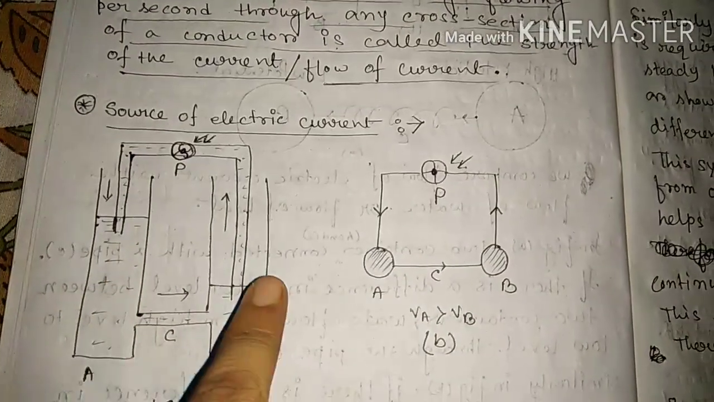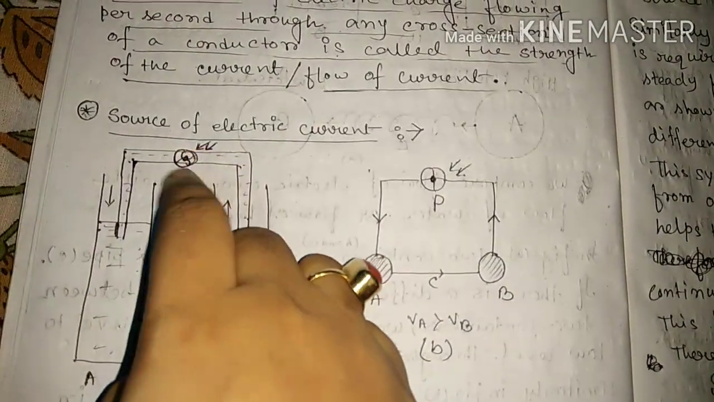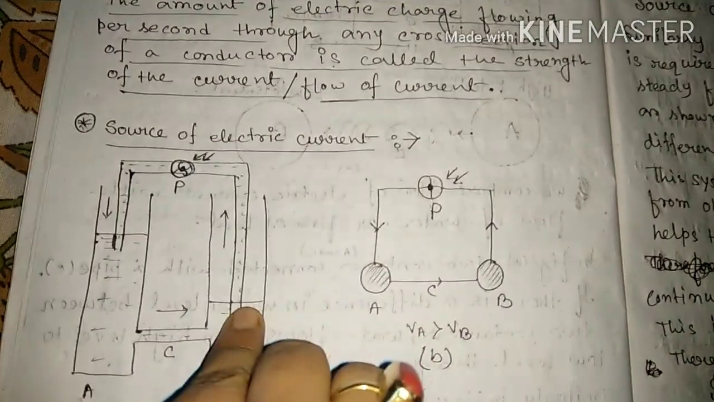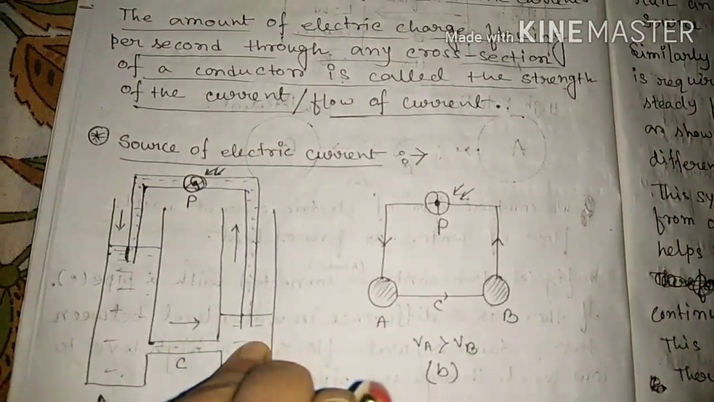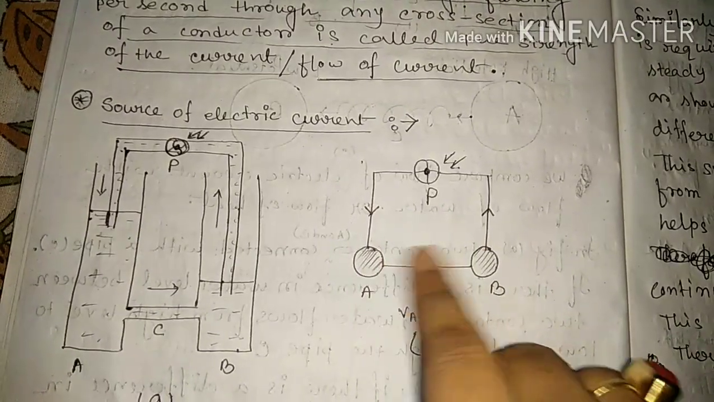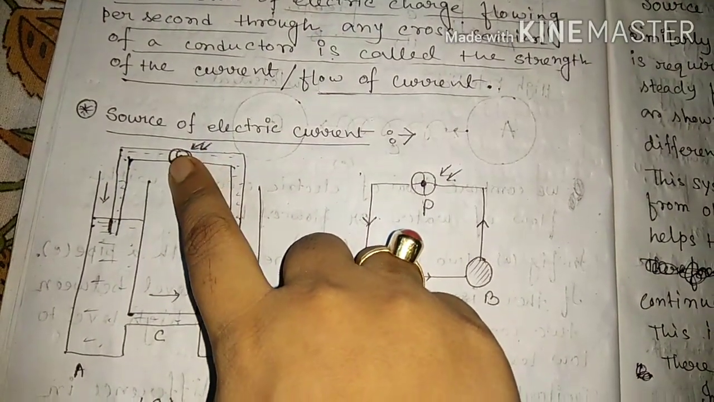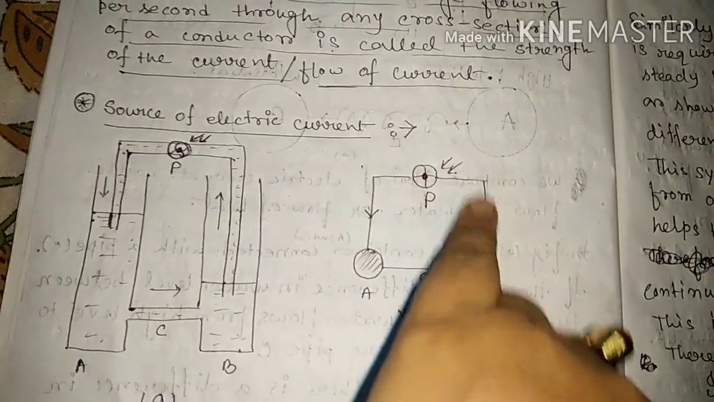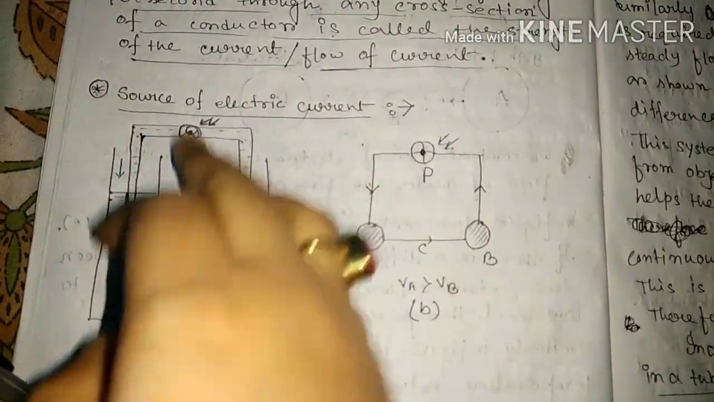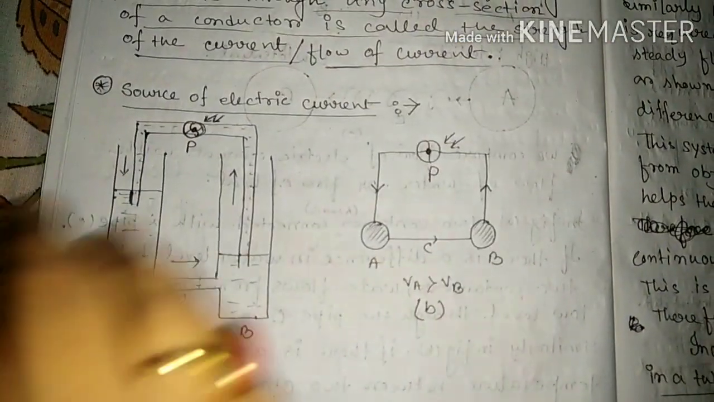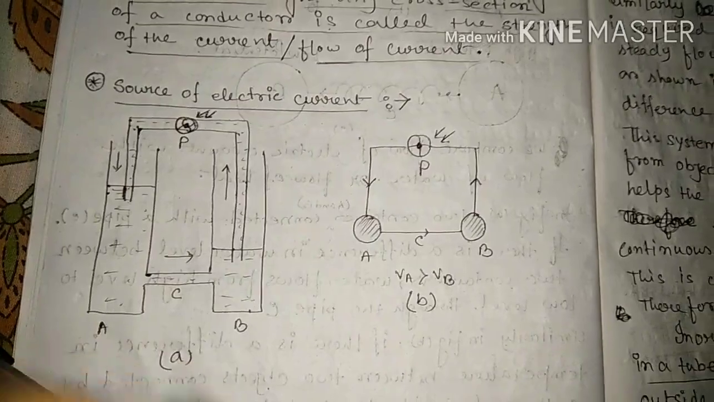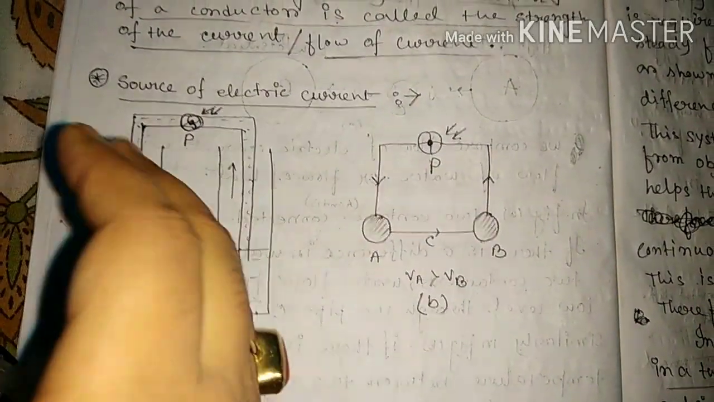In between containers A and B, one pump is added, from A to B. In this figure you see a pump-like structure, any device, connected in between A and B. So why do we connect this pump or another external device in this configuration? Let's discuss this.